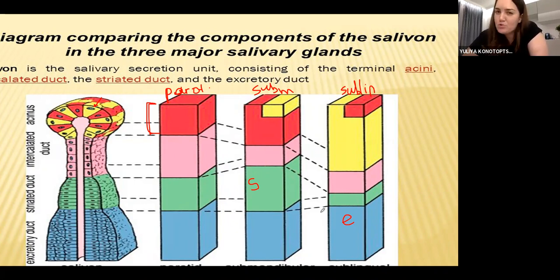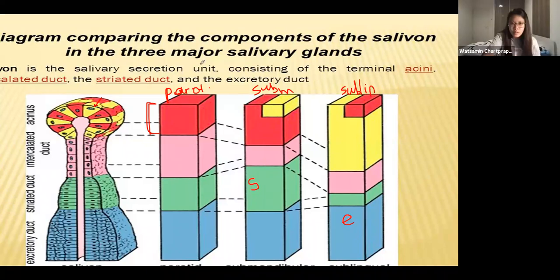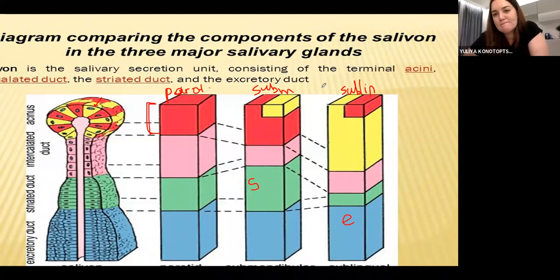How about the amount of the saliva? Which one will be dominant? Which one will make the majority of the saliva? What do you think? Parotid, submandibular, sublingual, which one? Parotid. Everybody thinks so because it is the biggest, but no. Submandibular makes 75% of the saliva. Parotid makes about 25%, and sublingual is just 5%.